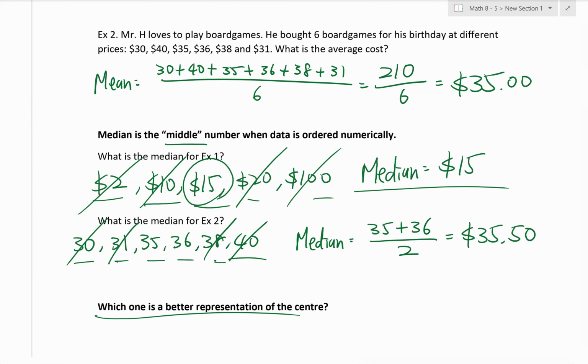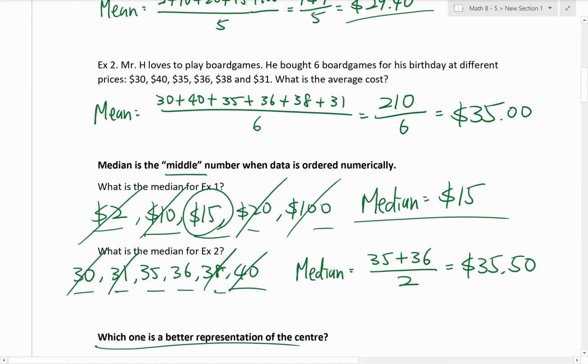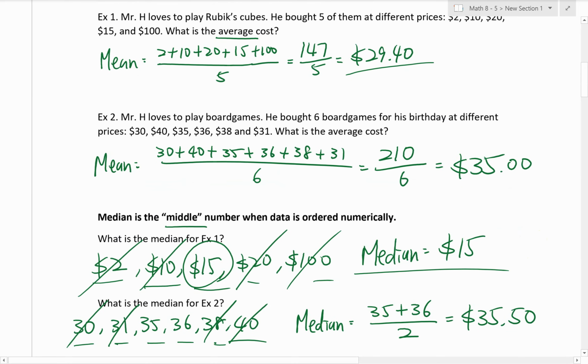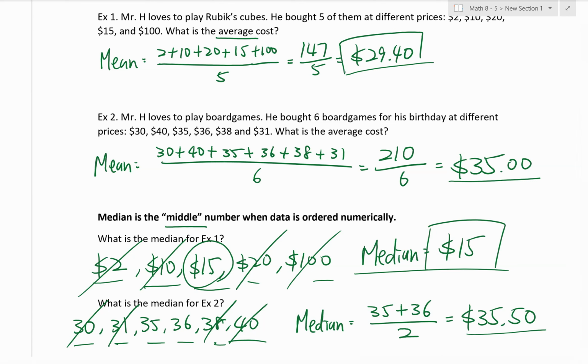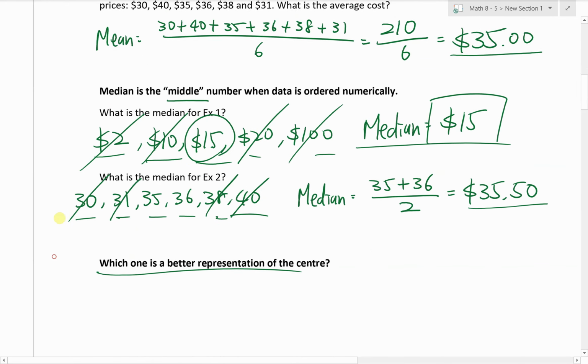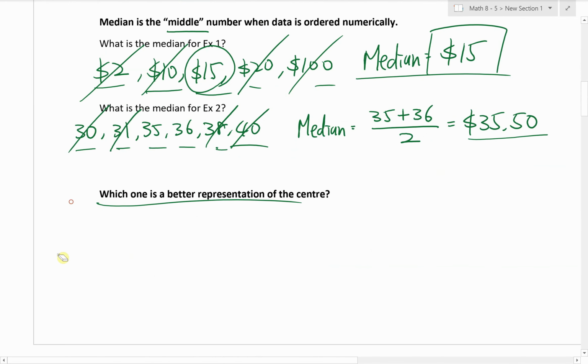So here's the question: which one is a better representation of the center? To answer this question, we can look at our examples. For the first example, you can see the mean and the median are quite different. However, in the second example, here's the mean and here's the median. They are pretty much the same. They're pretty similar. So we can look at the first example and think about which one is a better representation. For example number 1, which one do you think is a better representation?